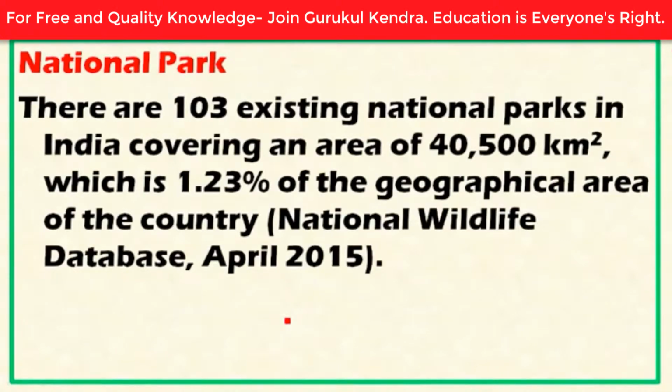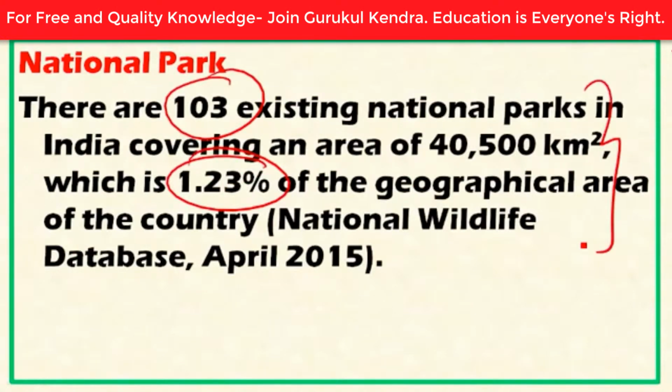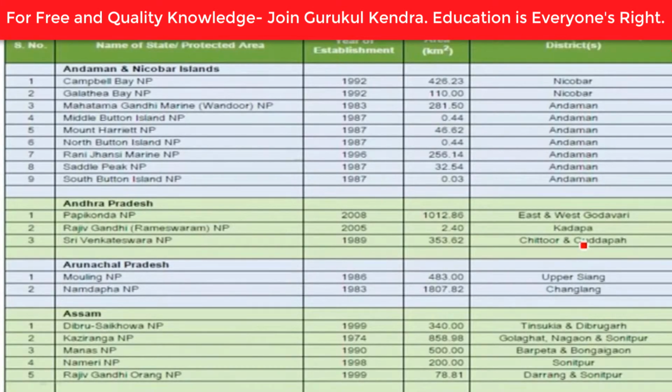Among the national parks, we have 103 national parks. This accounts for 1.23% of the geographical area of the country. Now let's look at the national parks in detail individually. In the Andaman and Nicobar Islands, we have 9 national parks. This includes Campbell Bay National Park, Galathea National Park, and Mahatma Gandhi Marine National Park.